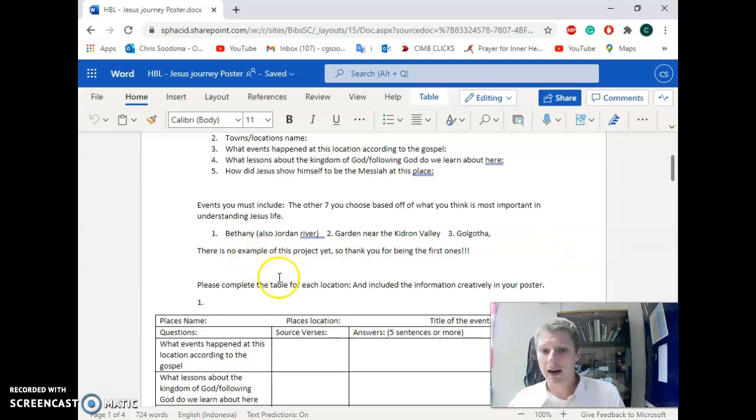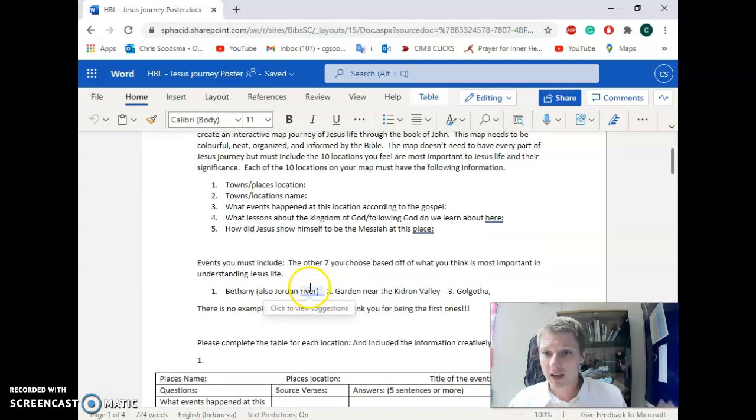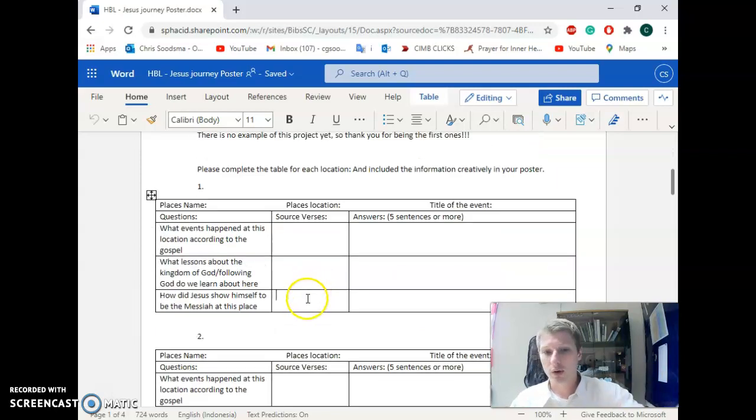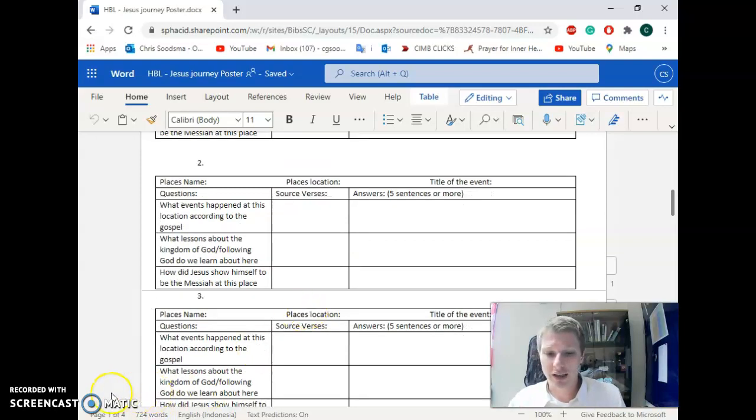These 3. I would suggest those being the first 3 that you choose, and then you choose 7 other locations to add onto there. If you have questions, please ask or read the document, and you will gain the information there.